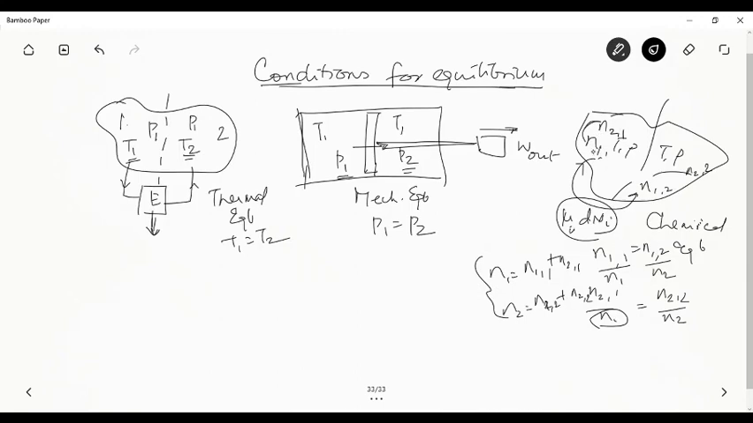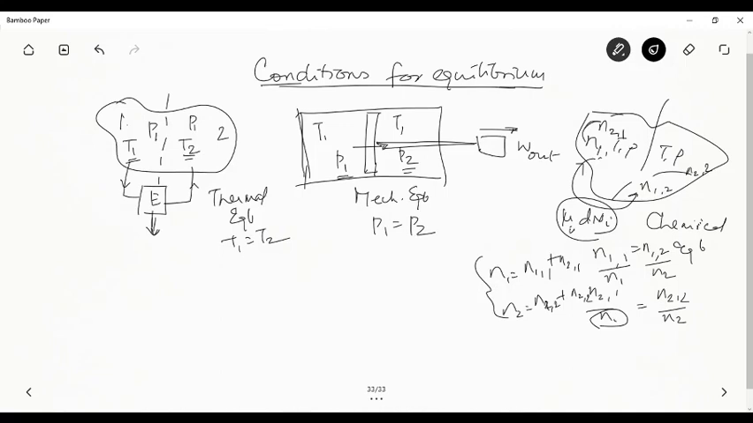So I have a two component mixture, species 1 and species 2. In part 1 I have N1^1 and N2^1 moles of species 1 and 2, and here I have N1^2 and N2^2 moles of species 1 and 2. Then the mole fractions have to be equal. So N1^1 by N1 has to be equal to N1^2 by N2, so that the mole fraction of species 1 is the same on these two sides, and similarly the mole fraction of species 2 is also the same on the two sides. Then you have what is called chemical equilibrium. So this is basically what we initially understood.